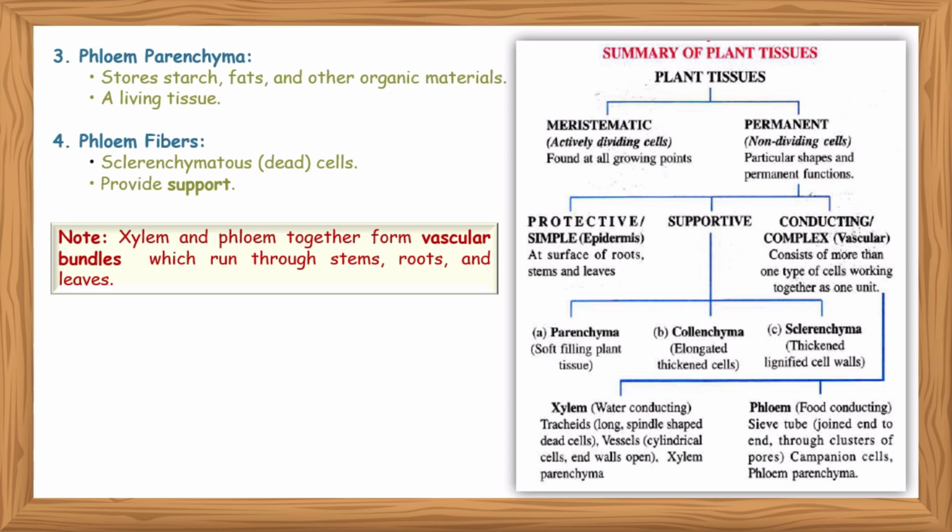So what is the summary of plant tissues? Plant tissues are basically of two types: meristematic and permanent tissue. Meristematic tissues are actively dividing cells. They are found at all growing points. Permanent tissues are the non-dividing cells, with particular shapes and permanent functions.